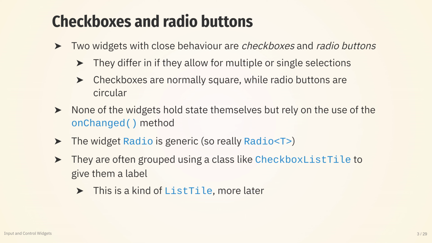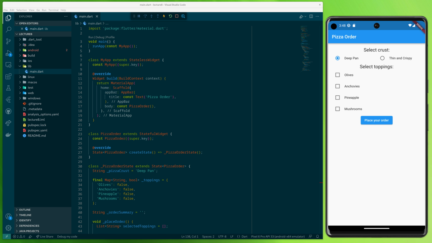They don't hold state themselves, but rely on the use of the onChanged method. Radio widget is a generic, so Radio<T>, and we can use the checkbox list style or similar in order to give them a label and group them and so on. We will now have a look at an application using this.